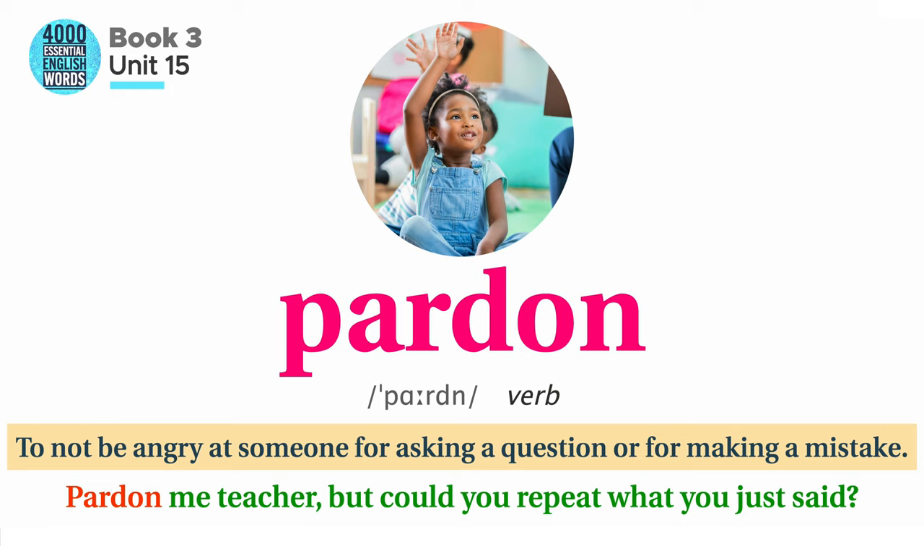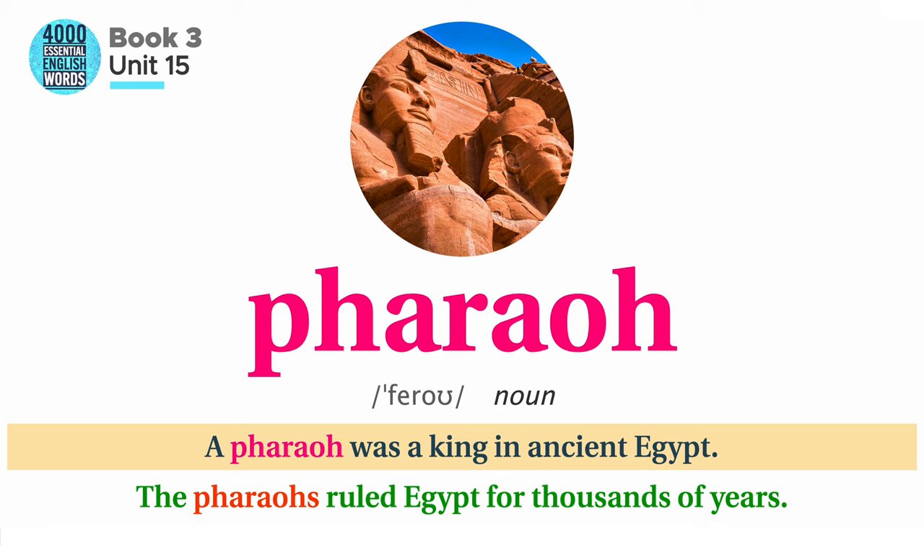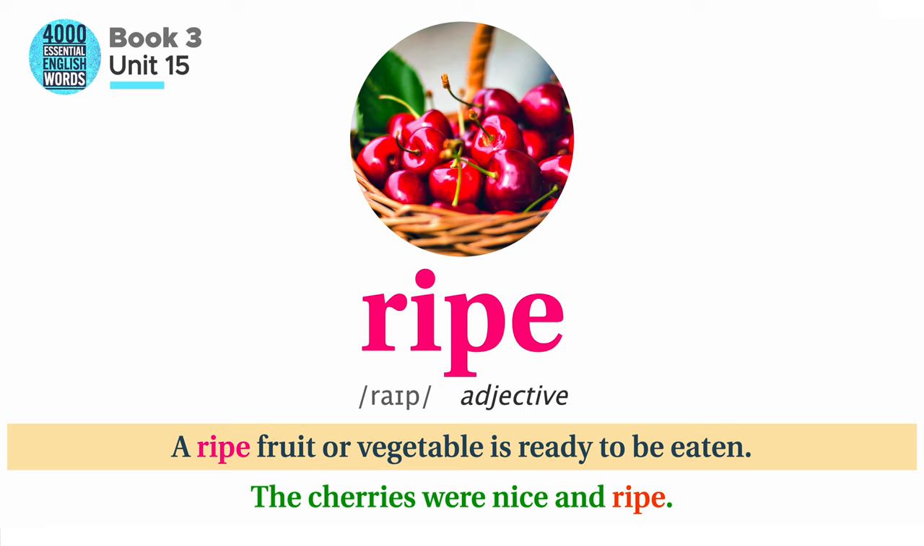Pharaoh. A pharaoh was a king in ancient Egypt. The pharaohs ruled Egypt for thousands of years. Ripe. A ripe fruit or vegetable is ready to be eaten. The cherries were nice and ripe.